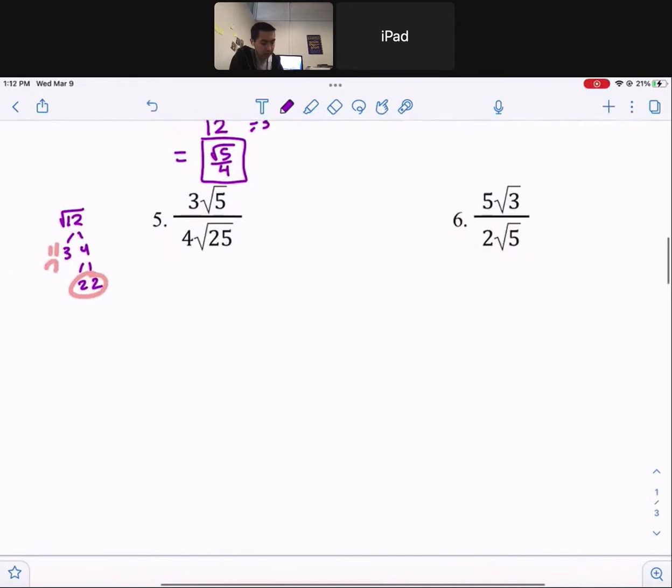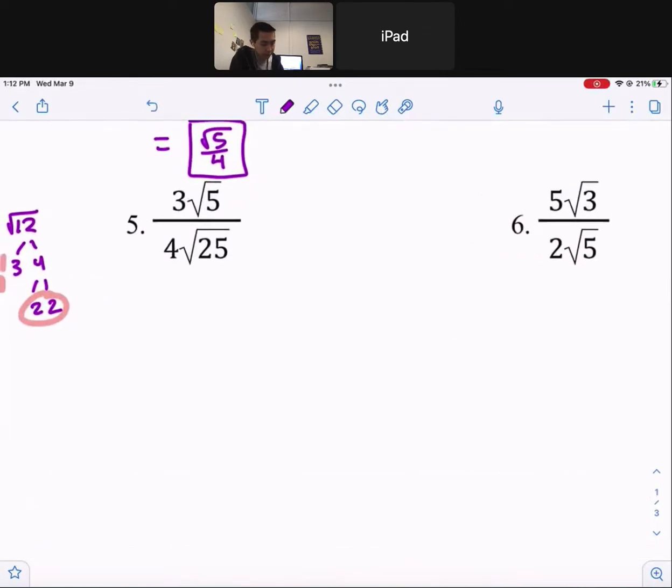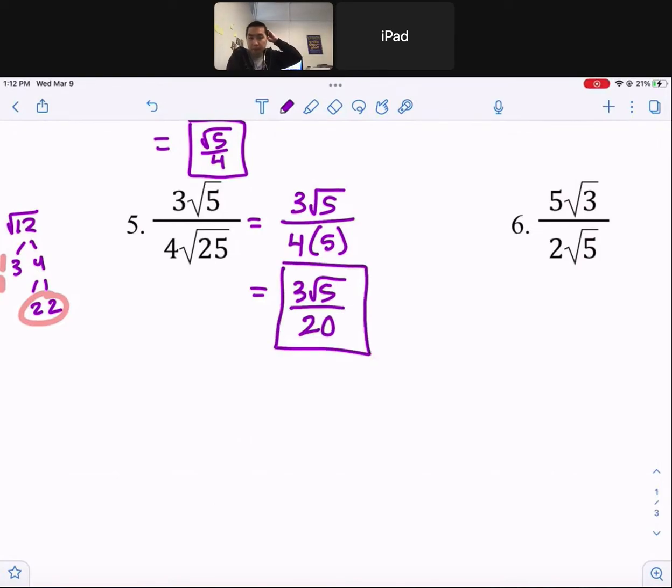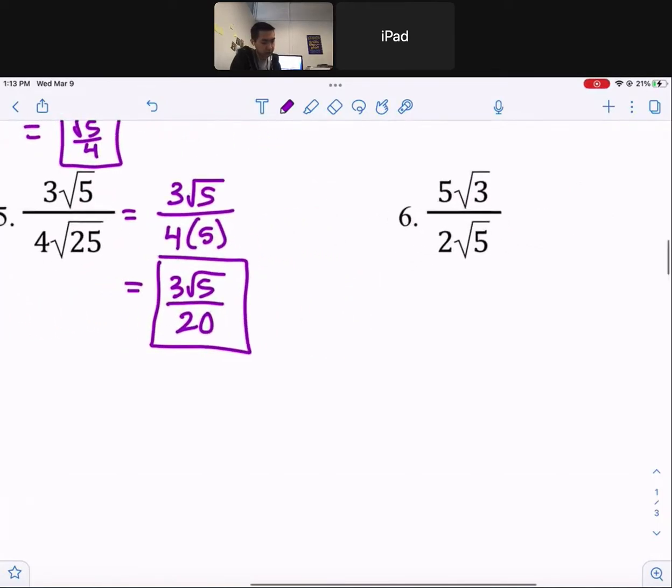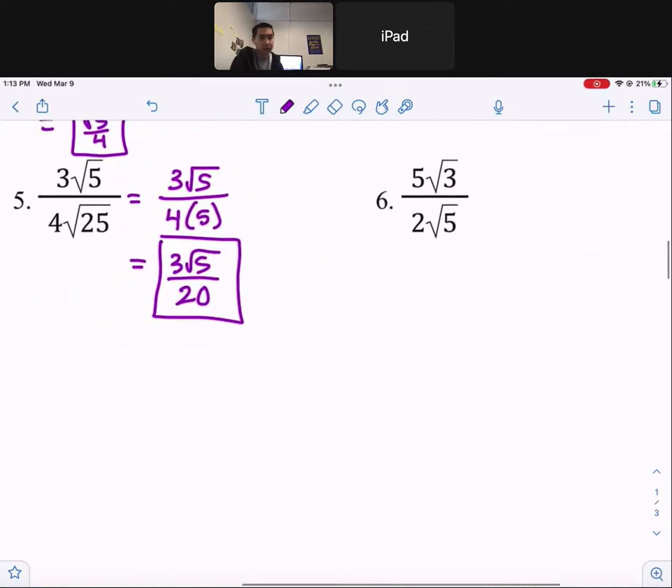Now let's take a look at 5. Well, 5, you guys, you should know that rad 25 is a perfect square, right? 3 rad 5 all over 4 times 5. And we get 3 rad 5 all over 20. And nothing can simplify from here, so that would be your guys' answer. But if you guys didn't notice that, then you would have to multiply top and bottom by rad 25. So if you can see shortcuts, you take them, but if not, then you gotta do the whole process, right?